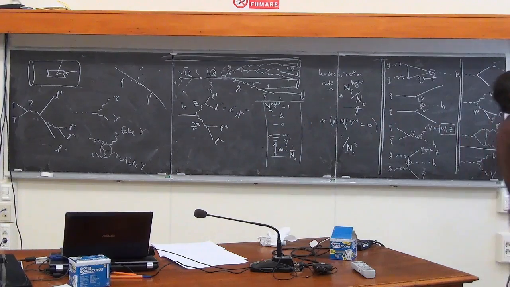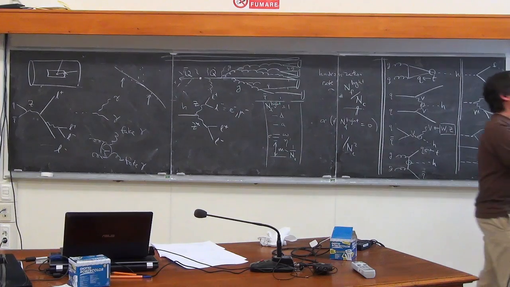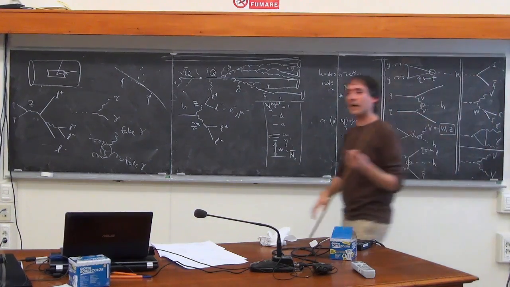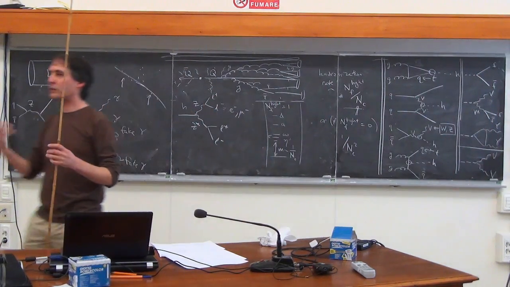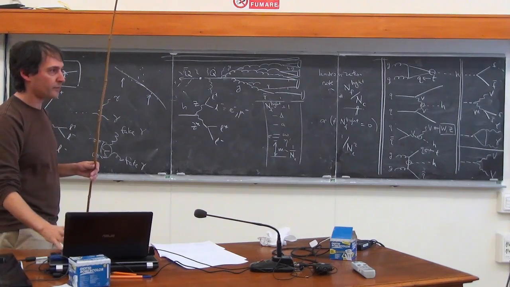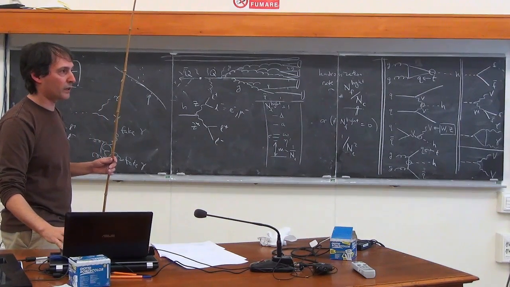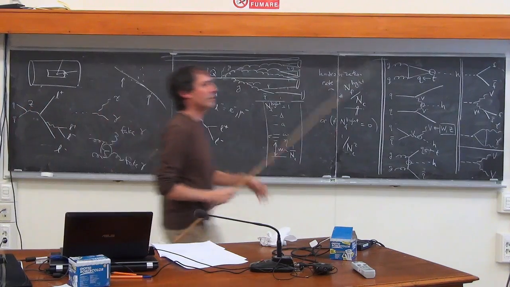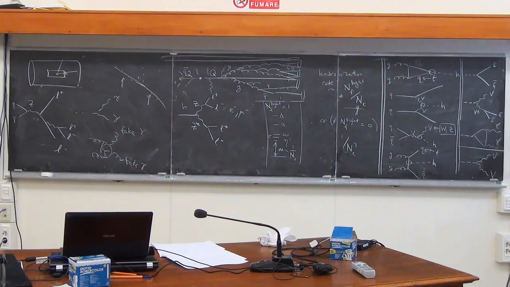CMS used to measure the gamma gamma rate that was high, just like Atlas. Then they did a reanalysis. They tried to do things better than they did them before, and it went, oops, and it went down by a lot, to below the standard model prediction.